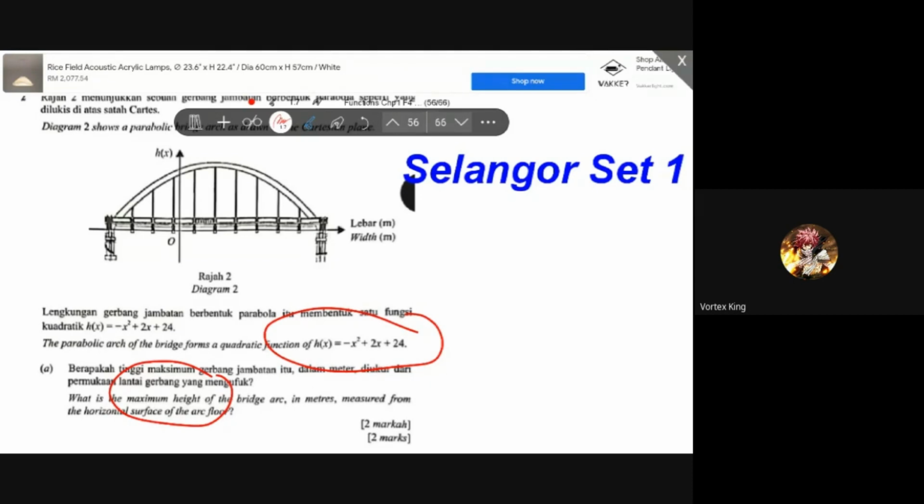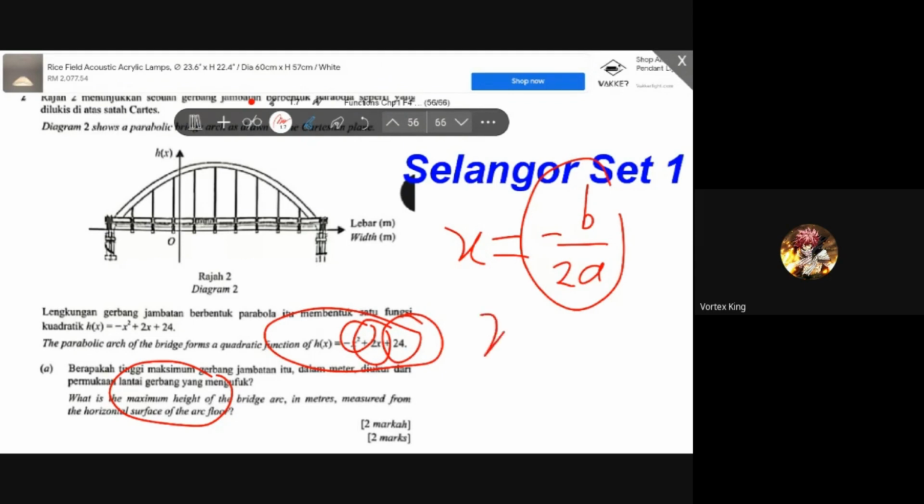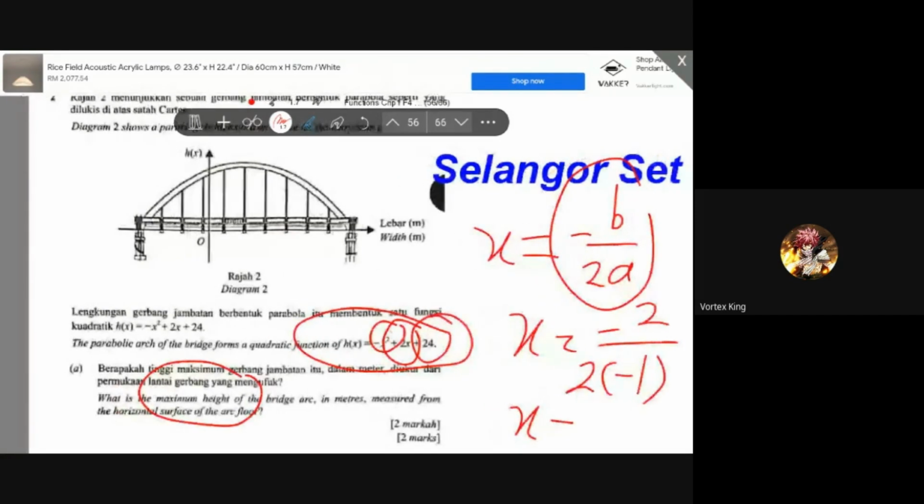Y-intercept. Nope, y-intercept not related. Negative B, yes, correct. You must know your equation of axis of symmetry. Kamu kena tahu persamaan paksi dia. Ya, betul, paksi simetri. Because melalui langkah ini, kamu dah tahu nilai B dan nilai A kamu kan dari persamaan ini. So, kamu akan dapat X sama dengan negative 2 per 2 negative 1. So, X kamu sama dengan 1.